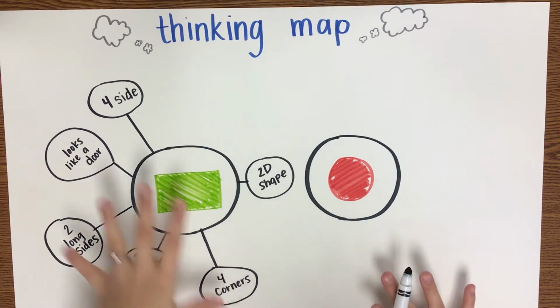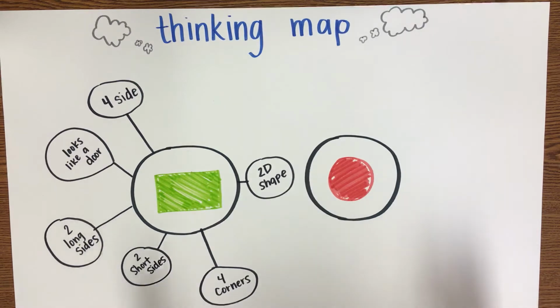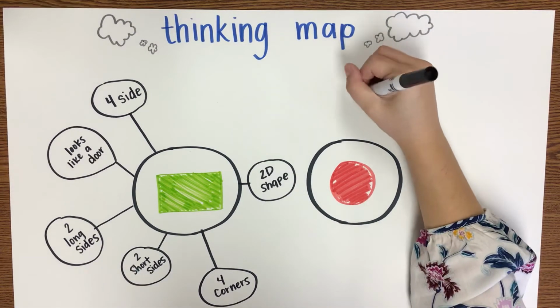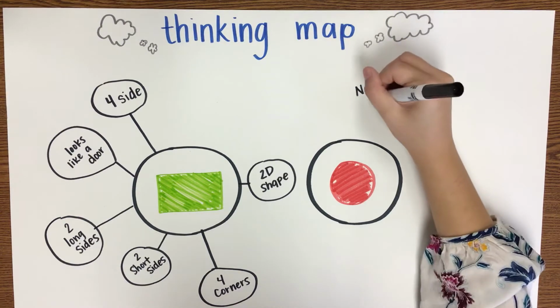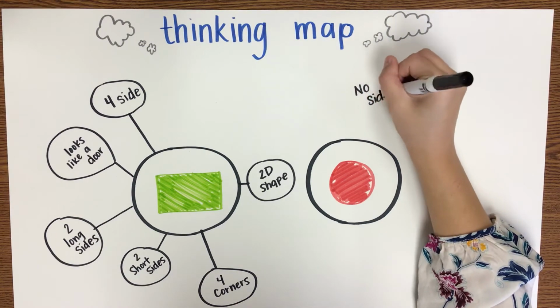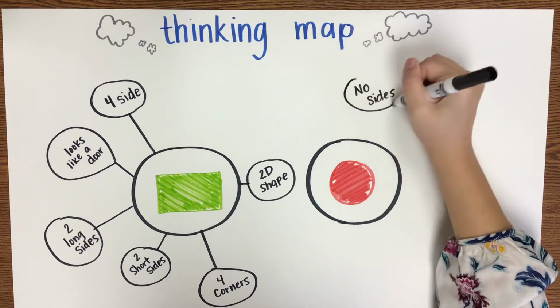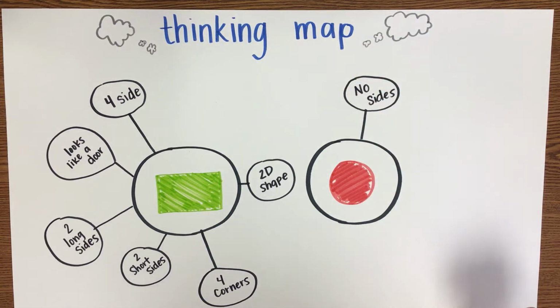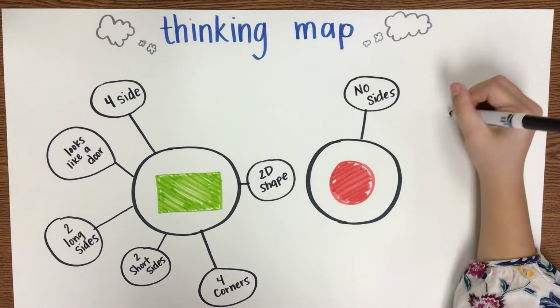Now, we used sides, corners, long, short, looks like. Using those same words, what can we say that the circle is like? Does it have any sides? No. So we're going to put no sides. That's a thought we have about a circle. Does it have any corners? No corners.